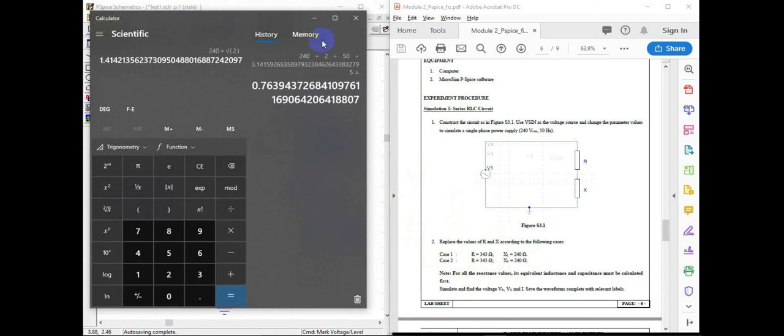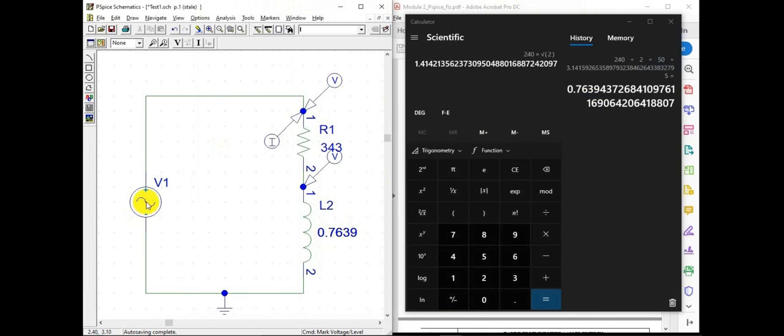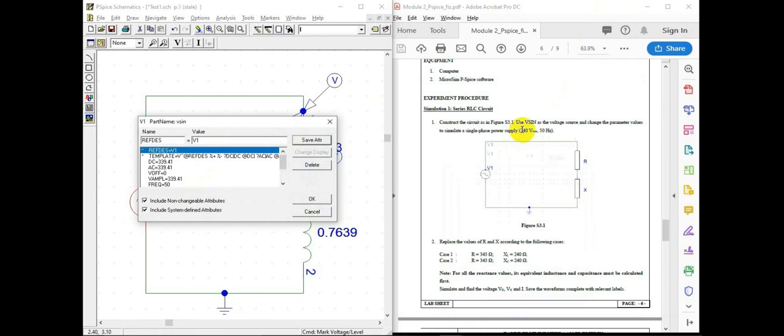For example in case 1, we take the 240 and calculate by dividing by 2, and dividing by 50, which is frequency, and also pi, and we'll get 0.7639. For the power source, we need to get the Vmax of the power supply, which we calculate with 240 Vrms times square root 2, and we'll get 339.41. The frequency is 50 and the V off is 0.